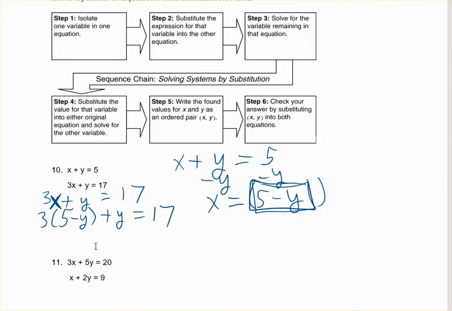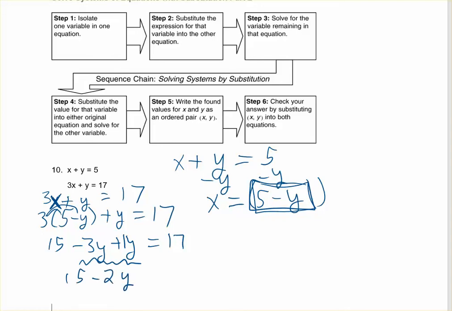So now with the 3 times 5 minus y, we're going to have to use the distributive property. Take 3 times 5, that's 15, and then 3 times negative y, that's minus 3y, plus y is equal to 17. Plus y is the same as plus 1y, so I'm going to put that there so I don't mess up. So now I have 15 minus 3y plus 1y. These are like terms. They're both y's, so I combine the numbers in front. Negative 3y plus 1y is the same as negative 2y. So I just wrote the 15 down and then minus 2y equals 17.